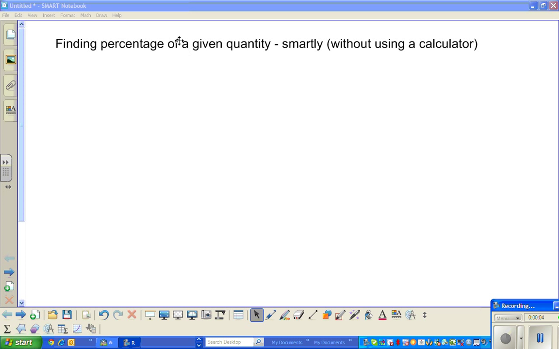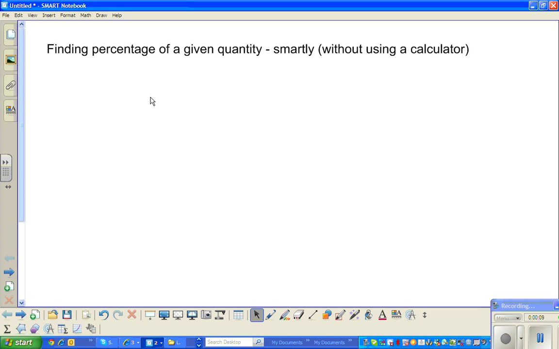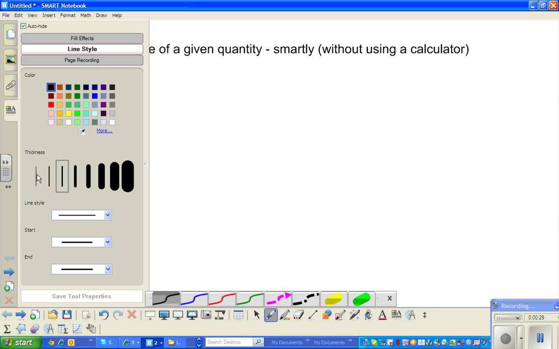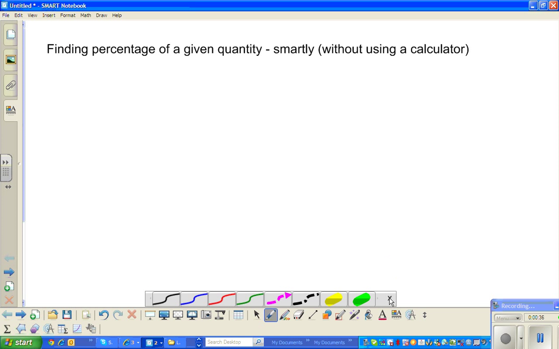Hello, in this video, I'm going to start looking at how to find percentage or percent of a given quantity, or to use the word smartly, that is without using a calculator. Now, when it comes to calculating percent, I have people telling me that they have always found difficulty in finding percent of a given quantity or percentage of a given quantity.